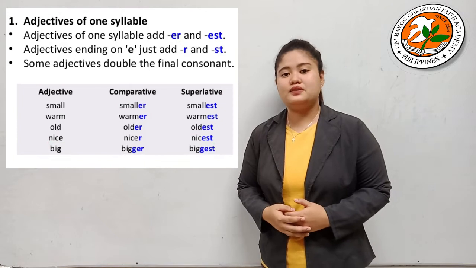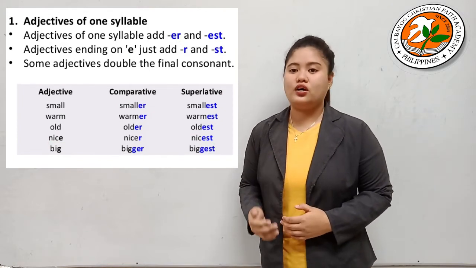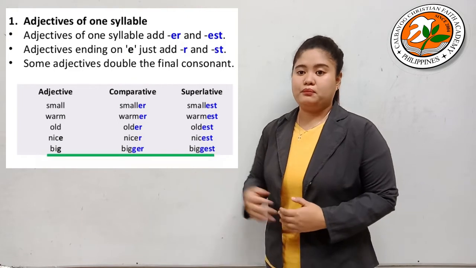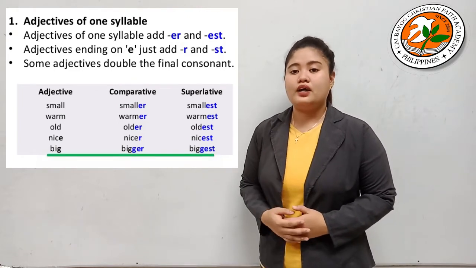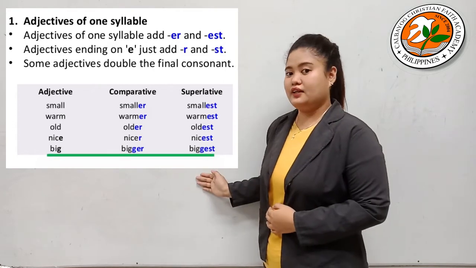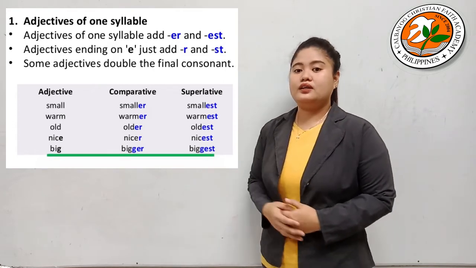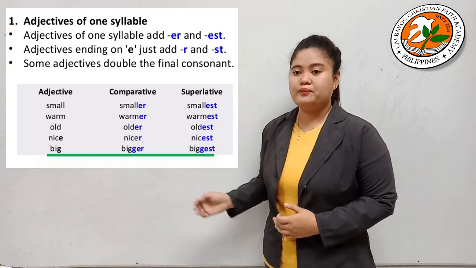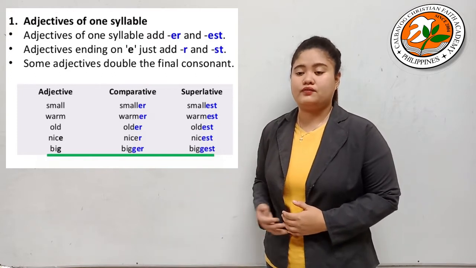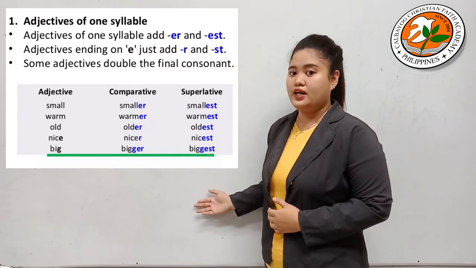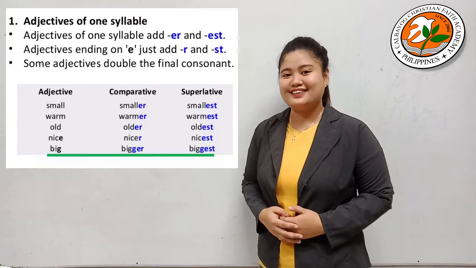Some adjectives double the final consonant. We have here the example big. In the comparative degree, it becomes bigger. It doubles the consonant G and we add ER. In the superlative degree, it also doubles the consonant G, and we add EST.